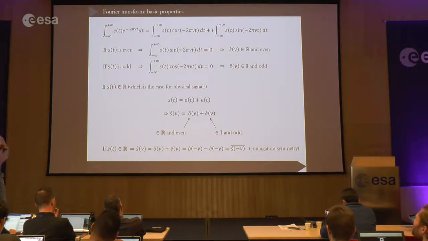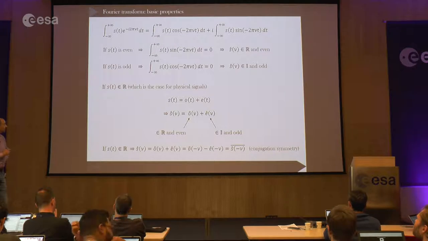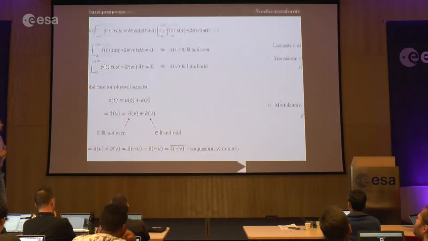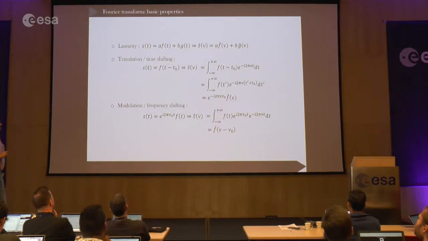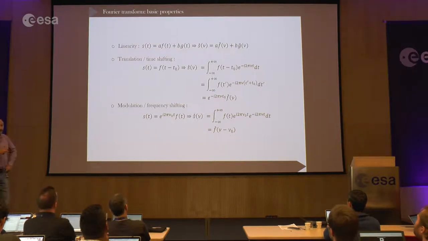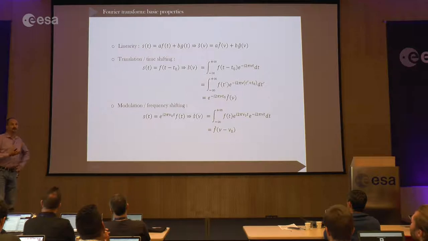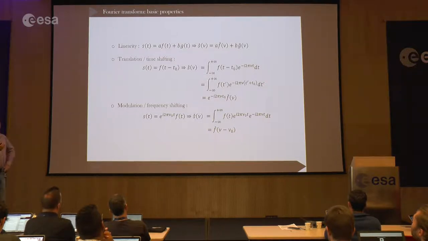And you will see that all the time in the discrete Fourier transform that you will use. So you can remember these symmetry properties. Basic properties of the Fourier transform. One that is very nice is that it's linear. If you take the Fourier transform of A times F plus B times G, then the Fourier transform is A times the Fourier transform of F plus B times the Fourier transform of G. So that's good.